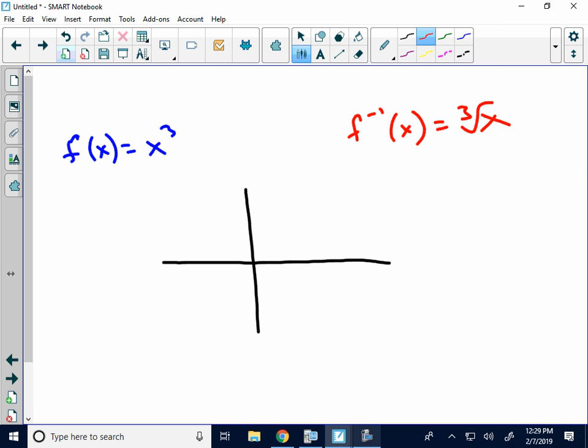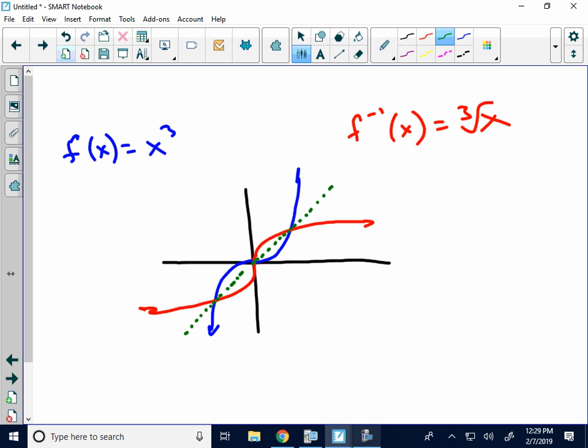Okay, so the cubing function passes through the origin and rises like that. And the cube root function also passes through the origin, but it passes through vertically and goes like that. And by the way, if we were to draw in the line y equals x, that would be this line right here. Remember, their graphs are images of each other about the line y equals x, because when we find inverses, we swap x and y.